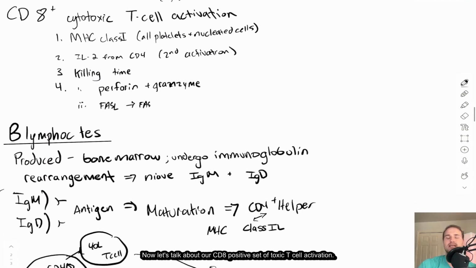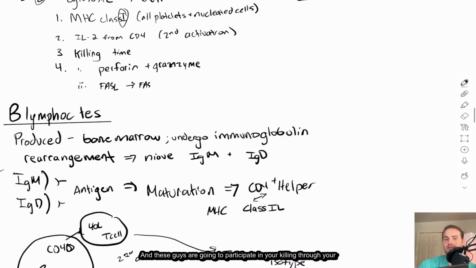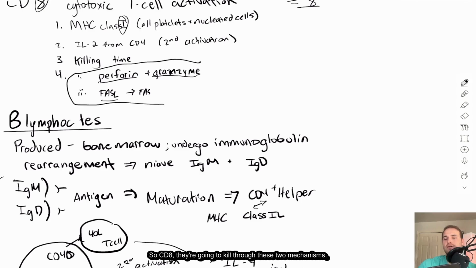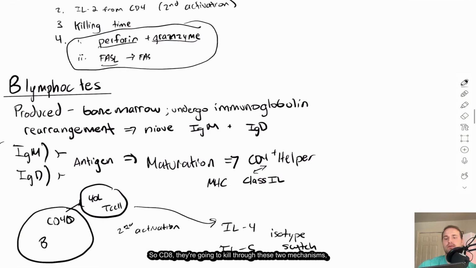Now let's talk about our CD8 positive cytotoxic T cell activation. Remember, 8 is going to be activated by class 1 because 1 times 8 is equal to 8. These guys are on all your platelets and nucleated cells. They participate in killing through perforin and granzyme activation, or through the Fas to Fas L activation through your apoptosis pathway. So CD8s kill through these two mechanisms: perforin, and activation of your Fas L.